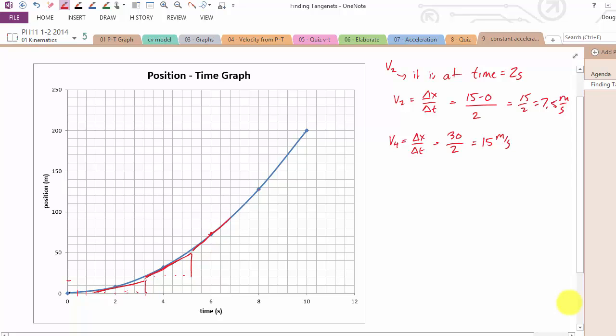Alright, so this slope here, 1, 2, 3, 4, 5, that's 50. So that's V6. 50 over 2 this time, that's 25 meters per second. And actually, I'll just do one more.